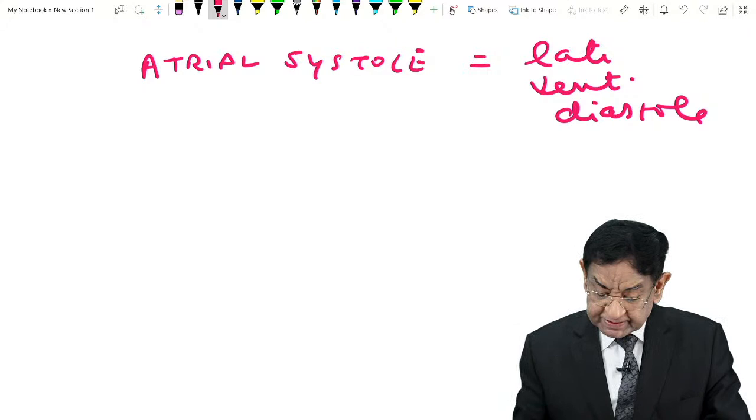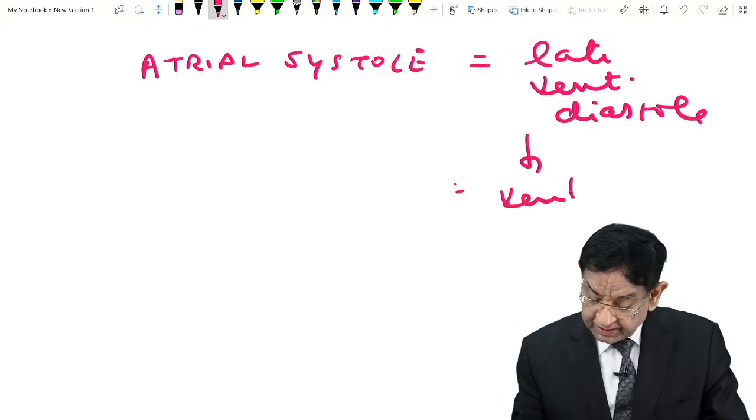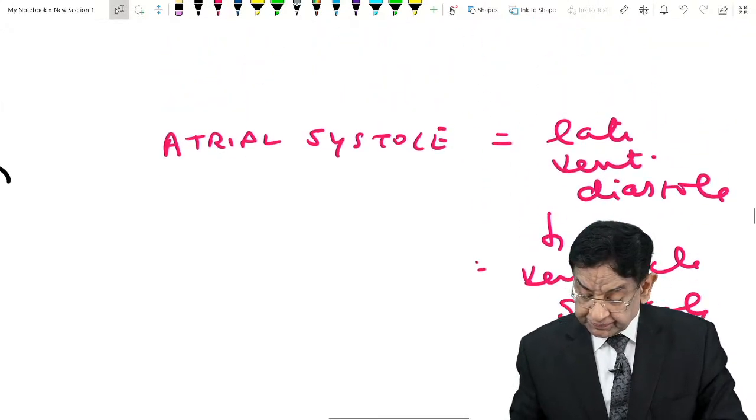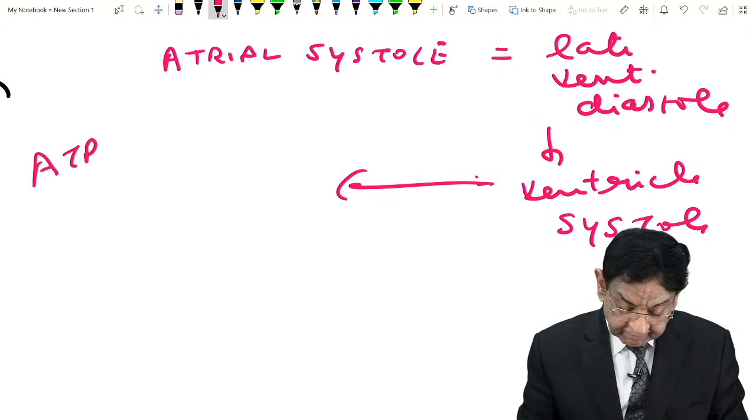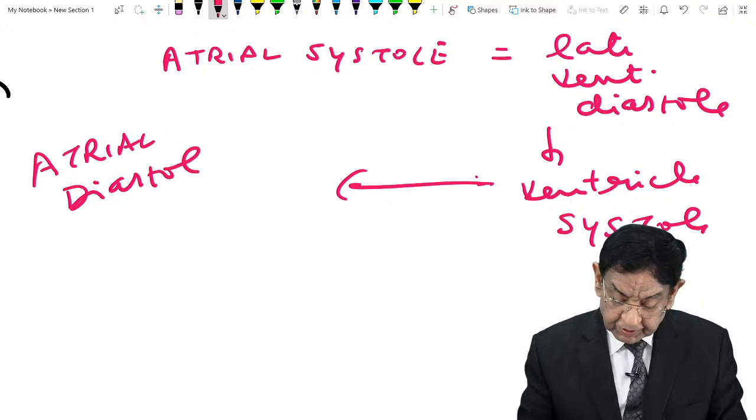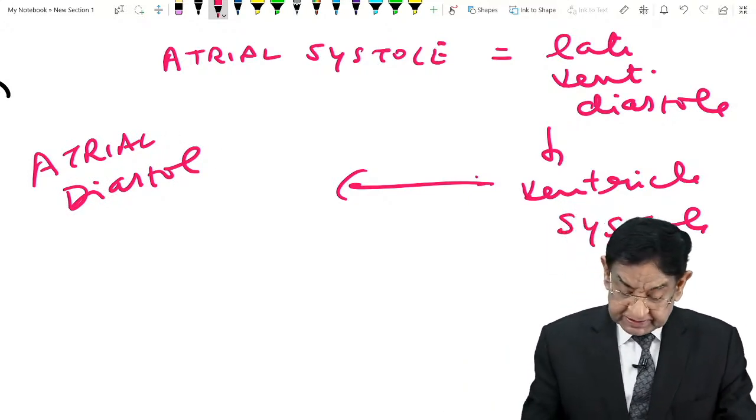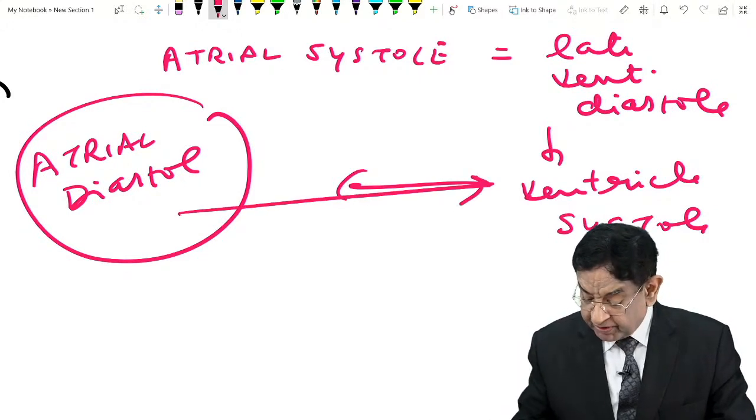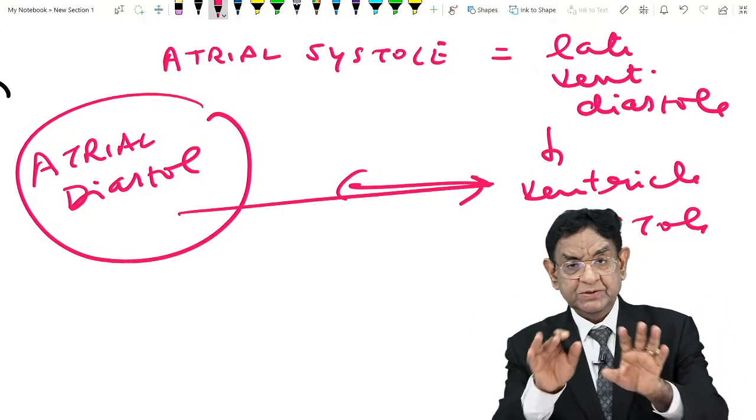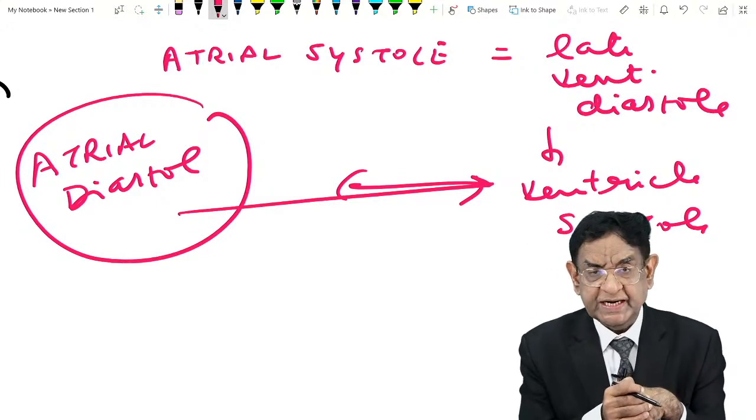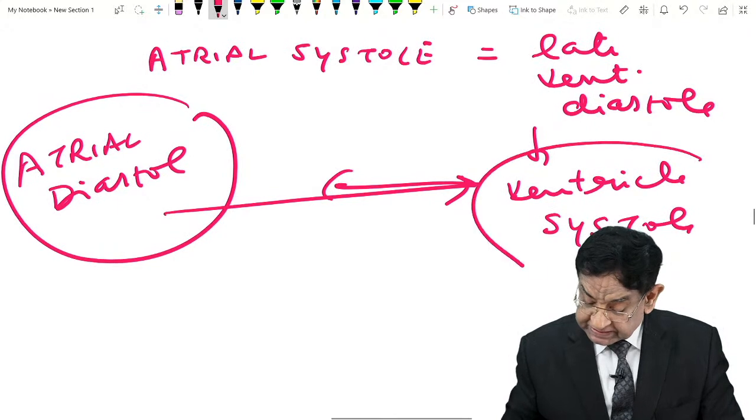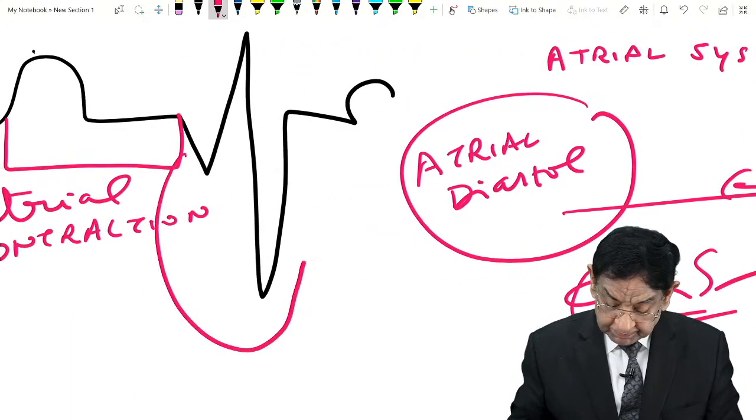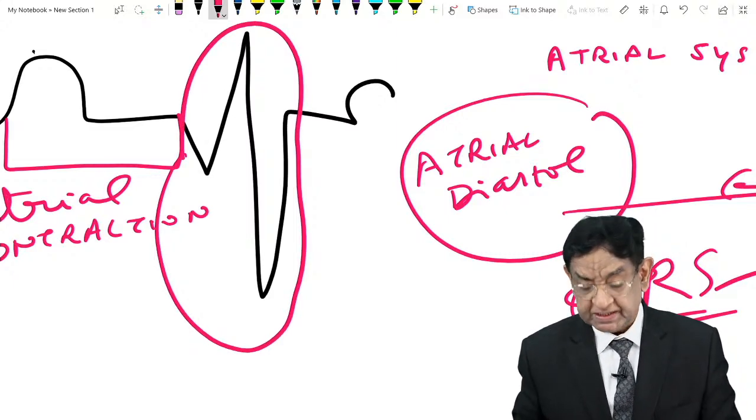After that starts ventricle systole. When the ventricle systole is occurring, that time occurs atrial diastole, also called repolarization. That's what I was telling you: atrial repolarization occurs at the time of ventricle systole, so that merges. So that's why we don't get any wave for the atrial diastole. And now this is represented by the QRS complex. Now you understood? So the QRS complex is ventricle systole.